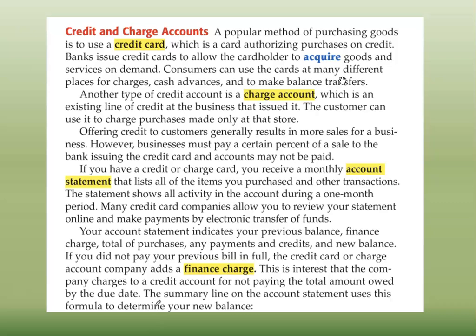If you have a credit and charge account, you will receive a monthly statement that lists all the items you purchased and all the other transactions. The statement shows all activity in the account during a 1 month period. Many credit card companies allow you to review your statement online and make credits by electronic transfer of funds. Your account statement indicates your previous balance, finance charge, total of purchases, any payments or credits, and a new balance.